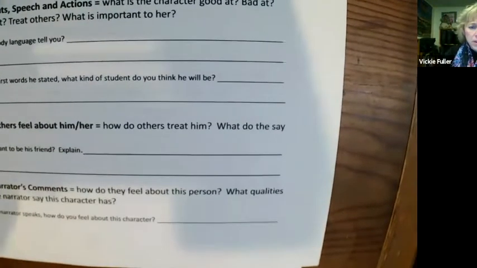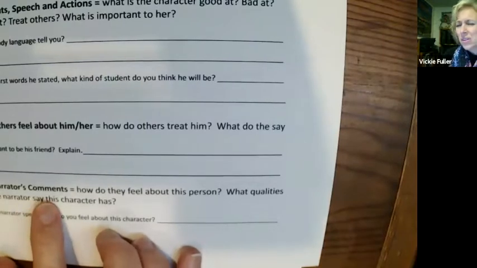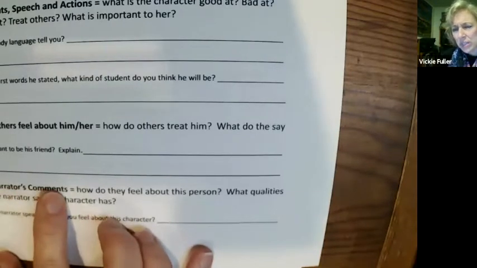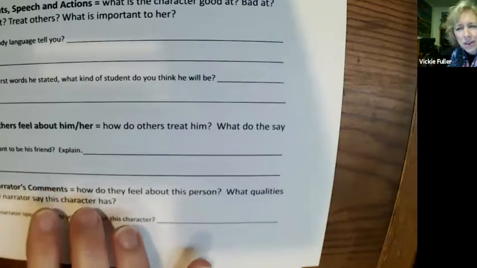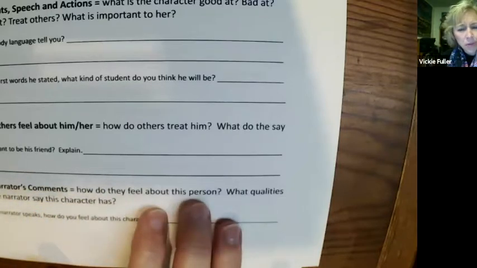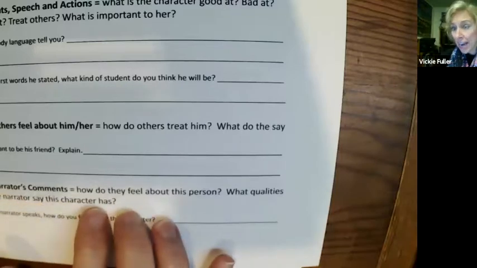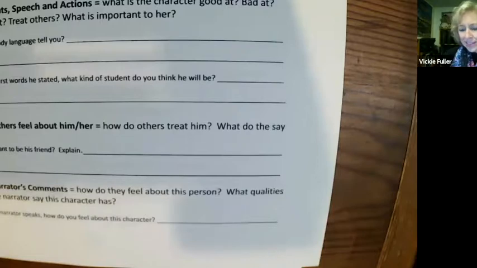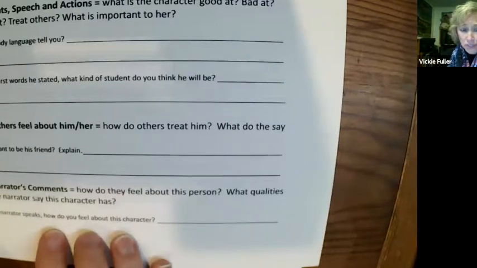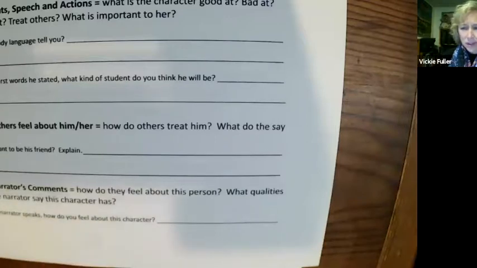Now we're going to talk about narrator's comments. You know, this is a huge thing when you're reading a book. What the narrator can tell you about the person can really change how you feel about that character. So I created some narration. Everything I've told you so far is true from my perspective. This narration is fiction. But I want you to think about, after I'm finished reading, how do you feel about this character?